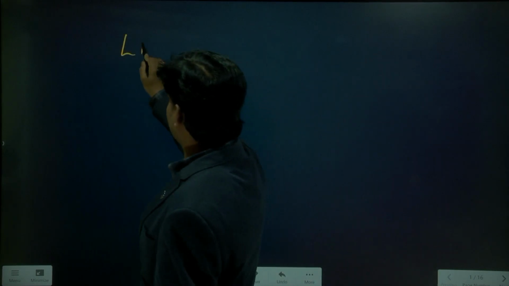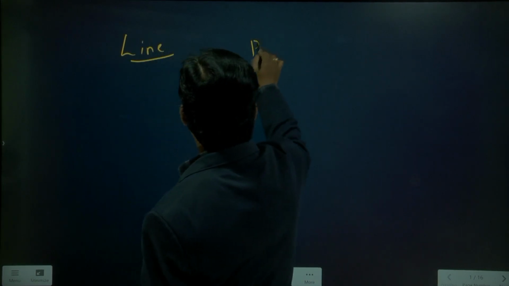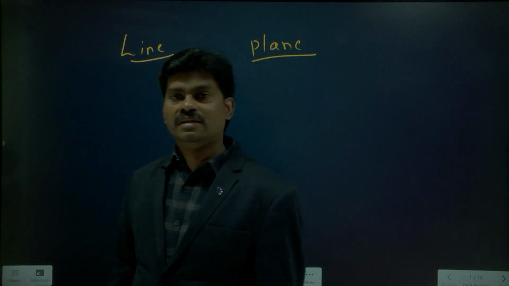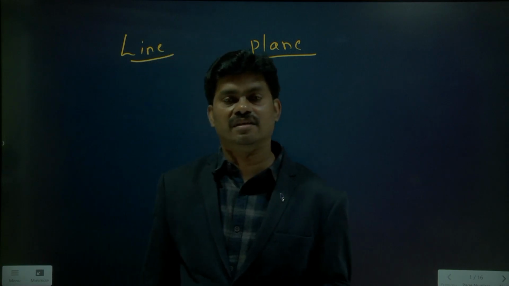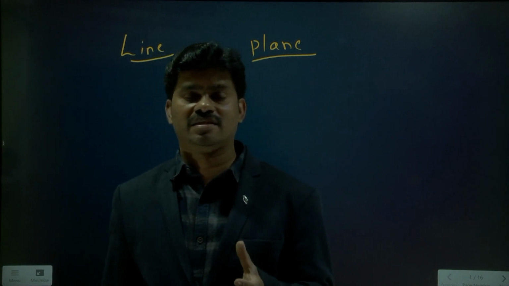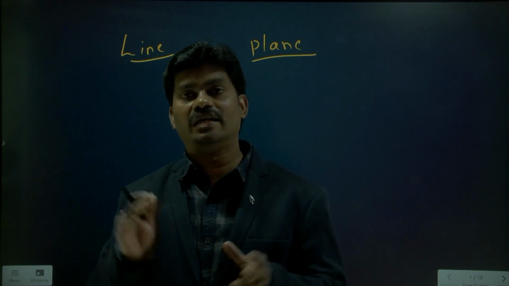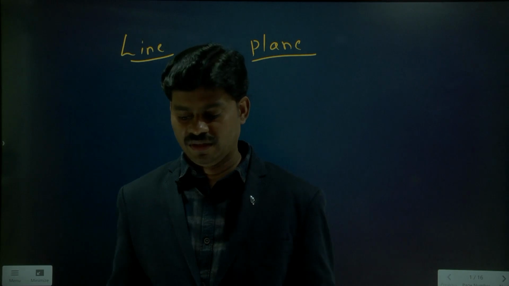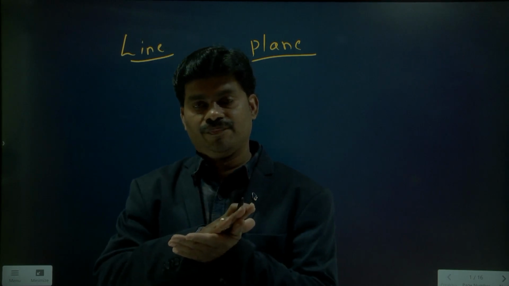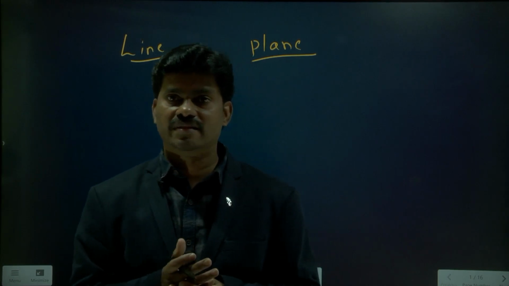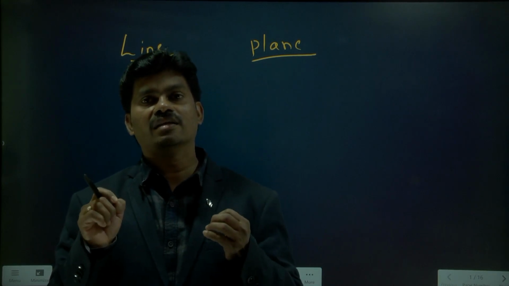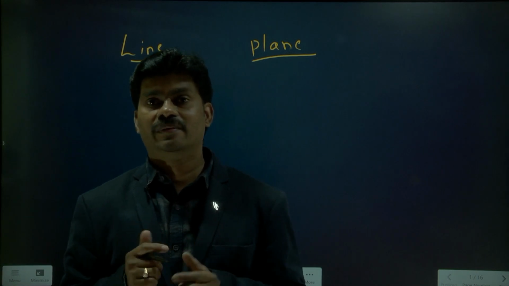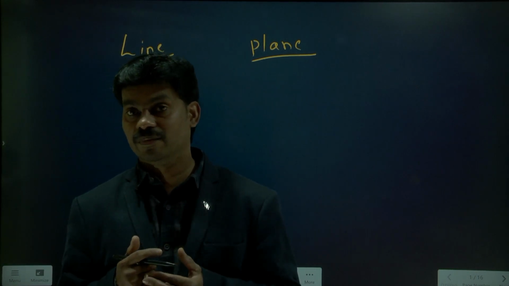Before line, let's define plane. Yes, this is the blackboard. So the blackboard is a flat surface. All the flat surfaces extend infinitely in all the directions. The floor of the room, and the flat surface of the book, whatever flat surface is called a plane, and it has an unlimited number of points. Just now we have defined a point, unlimited number of points. Okay, that is the plane.